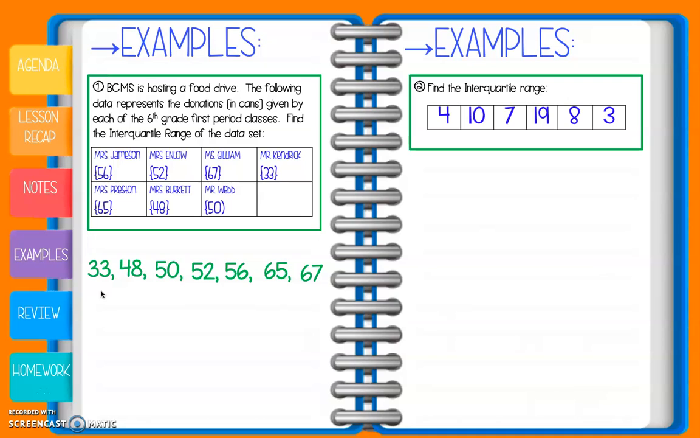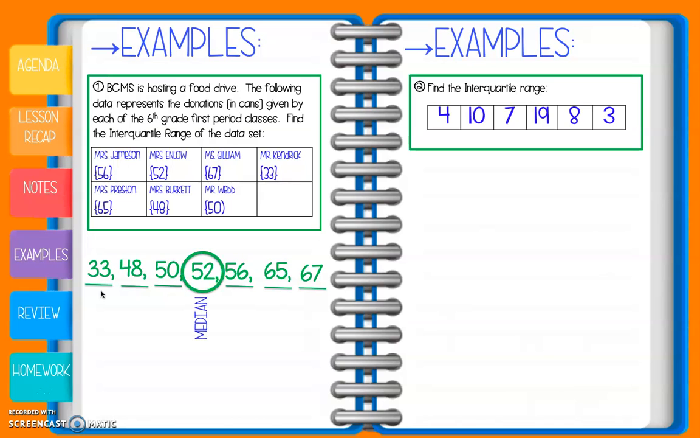Well, that's not really going to work this time because we're going to have to use those numbers. So what I do is I put an underline under each number. So we're going to underline or cross out 33 and 67. We're going to cross out 48 and 65. We're going to cross out 50 and 56. And the number that's left in the middle is our 52.